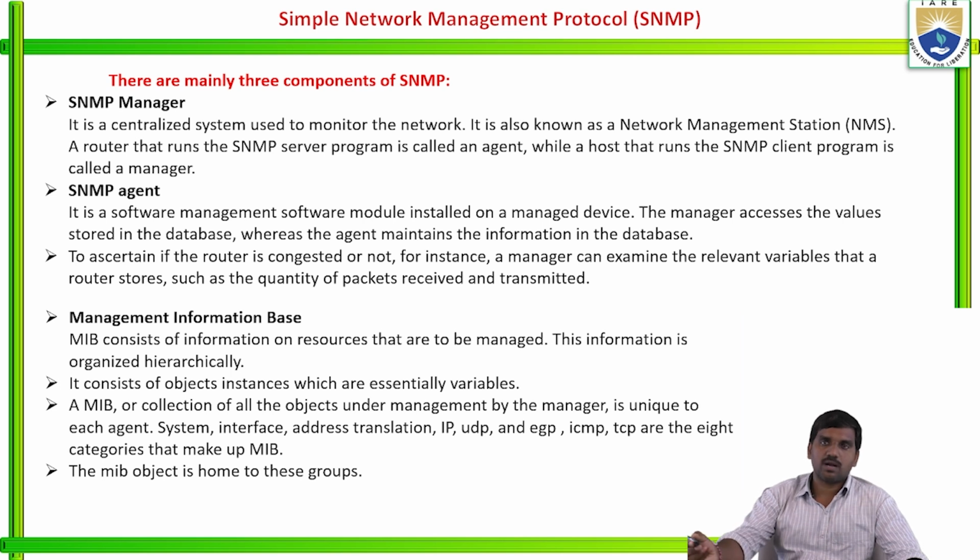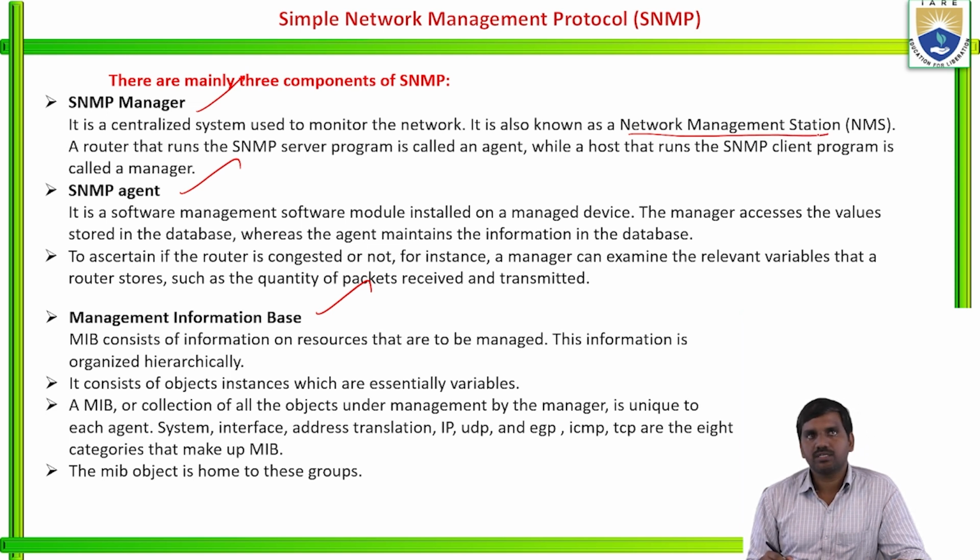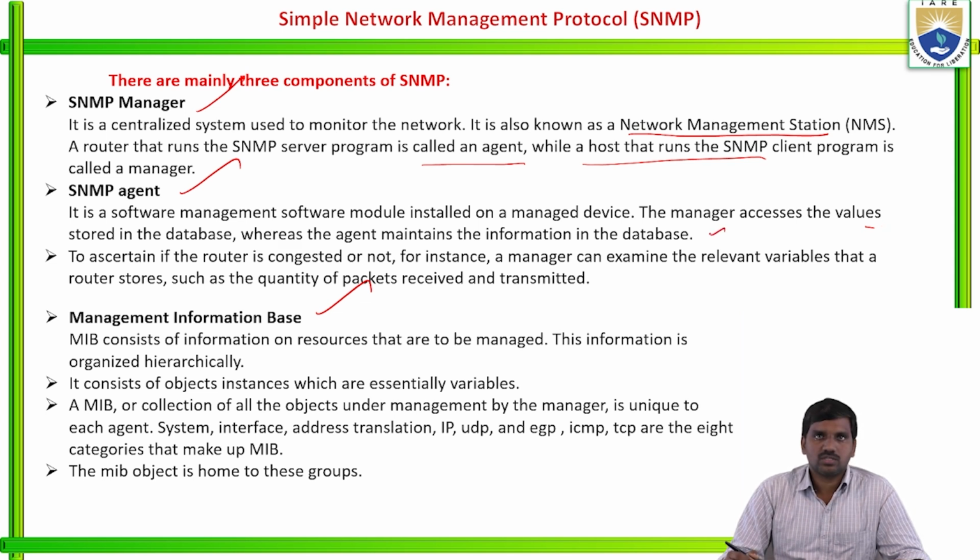Here there are mainly three components of SNMP. SNMP manager, as we discussed in the last slide's block diagram: SNMP manager, agent, and MIB, management information base. The manager is also known as the network management station, NMS. A router that runs the SNMP server program is called an agent, while a host that runs the SNMP client program is called a manager. The agent accesses the values stored in the database, whereas the agent maintains the information in the database. So that is the second one.